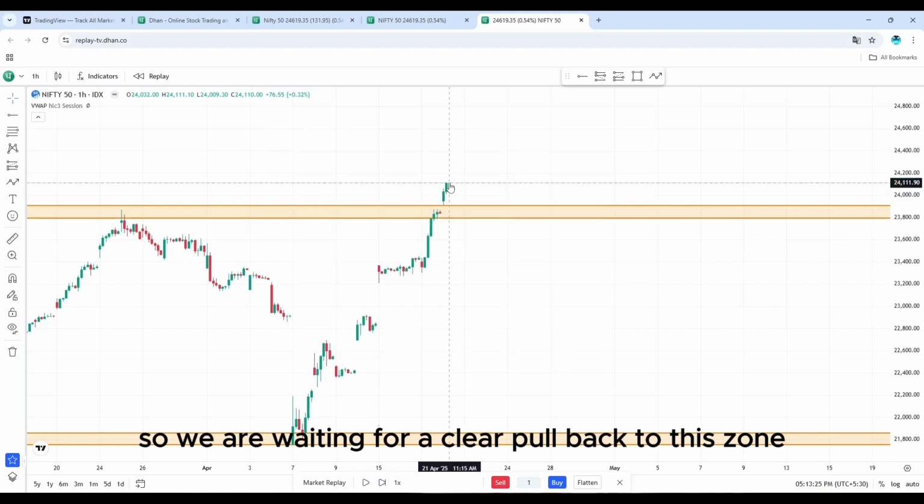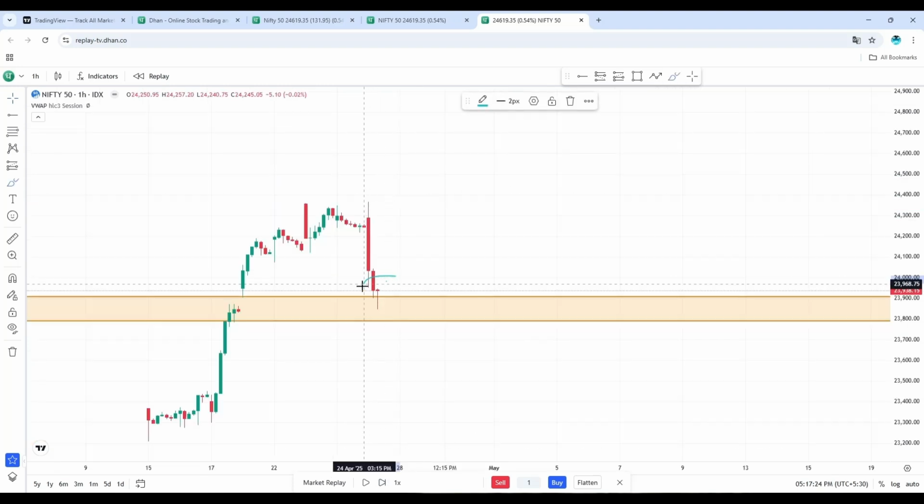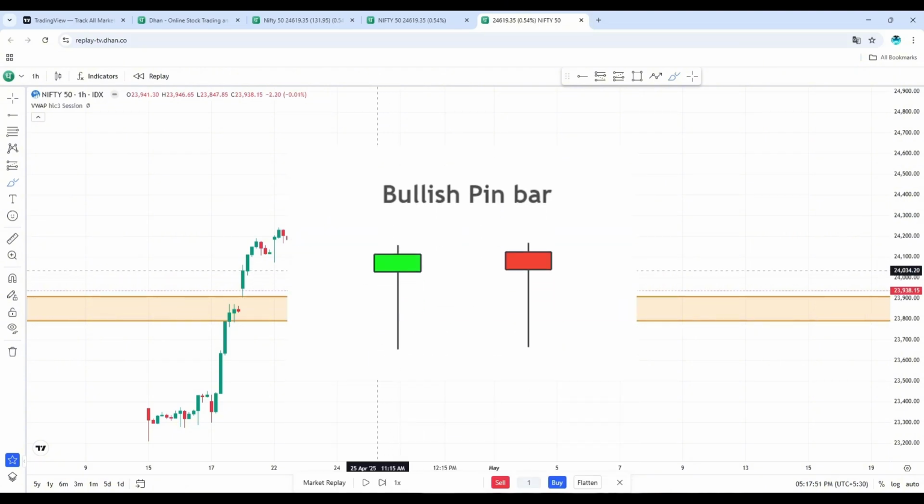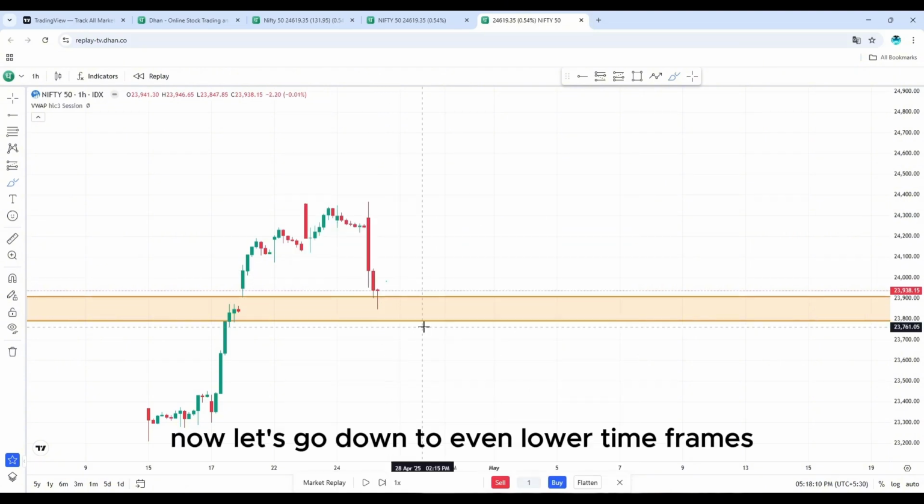So we are waiting for a clear pullback to this zone. Look at this 1 hour candle that formed on this zone. From the pullback, we got a very strong pin bar candle. That's a bullish candle. Now let's go down to even lower time frames.